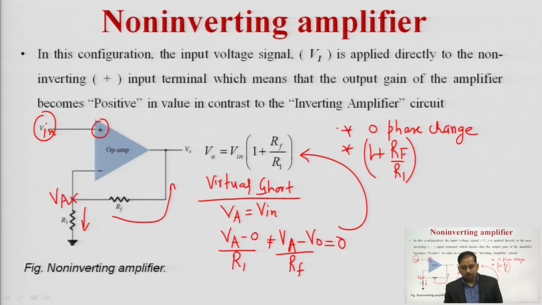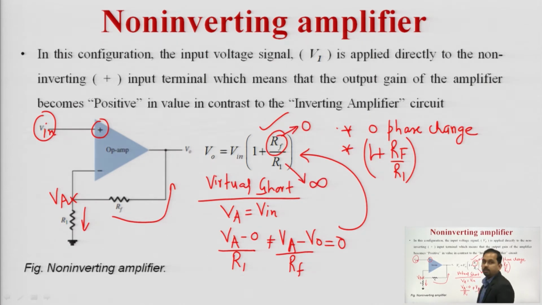Now what is a unity gain amplifier? The output is equal to the input. That means the gain is equal to 1. So how can we achieve this, V naught equal to Vi? The best possibility will be that RF is equal to 0 here and R1 is equal to infinite.